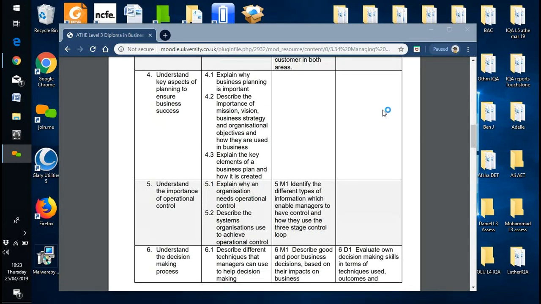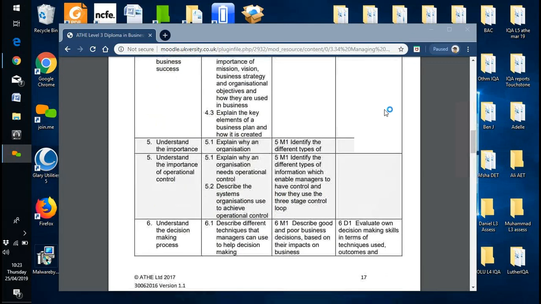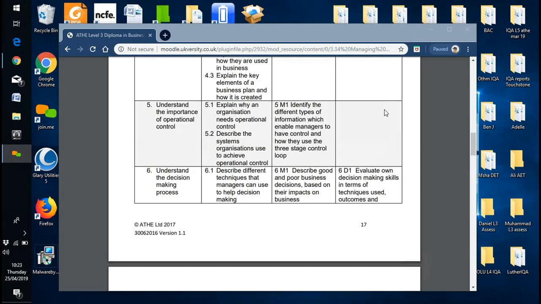There are no merits and distinctions in LO4. LO5 is looking at operational control. Explain why an organisation needs operational control. Describe the systems organisations use to achieve operational control. Identify different types of information which enable managers to have control and how they use the 3-stage control loop.